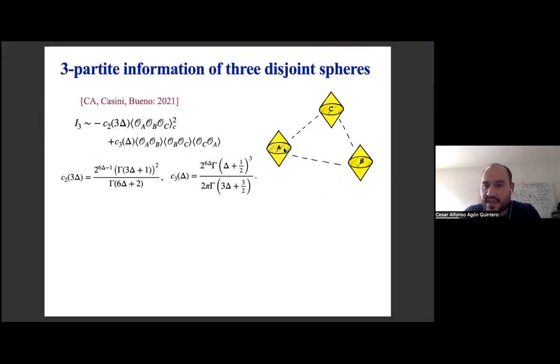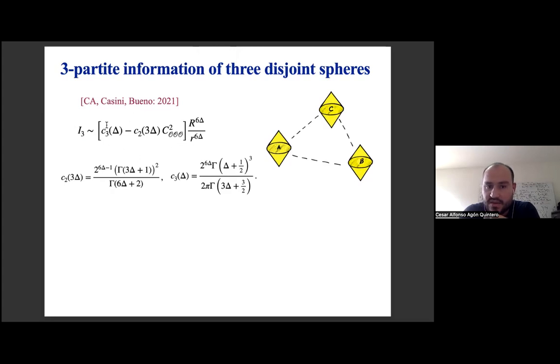So in particular, we studied the tripartite information in this paper with Horacio and Paulo, and we got, as I said before, this explicit formula that, when written directly in terms of the radius and the distance, just to simplify the formulas, I assume that the distances are the same between all the 3 different spheres. Then you get this coefficient, and it is interesting that the coefficient doesn't have a definite sign. Of course, the N-partite information, as opposed to the mutual information, can have either sign, depending on the theory.